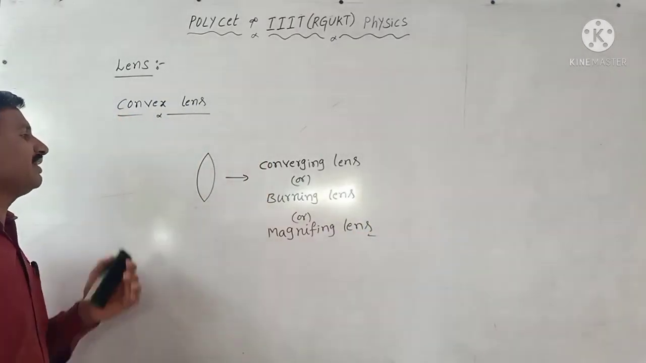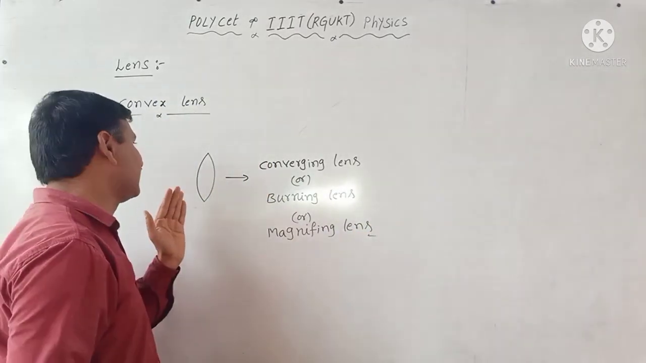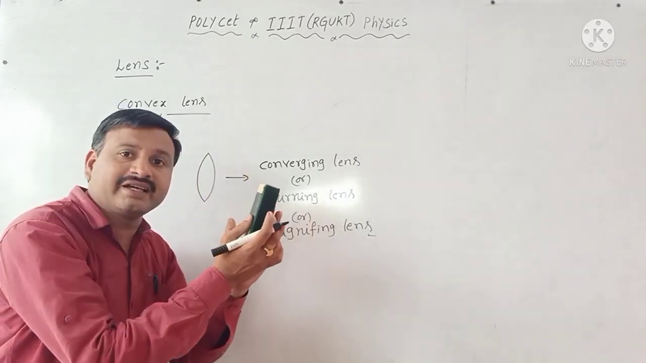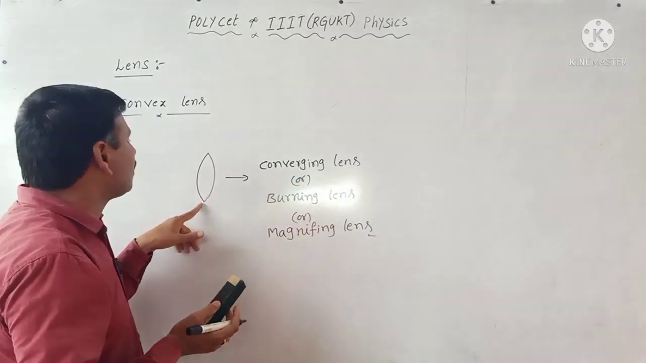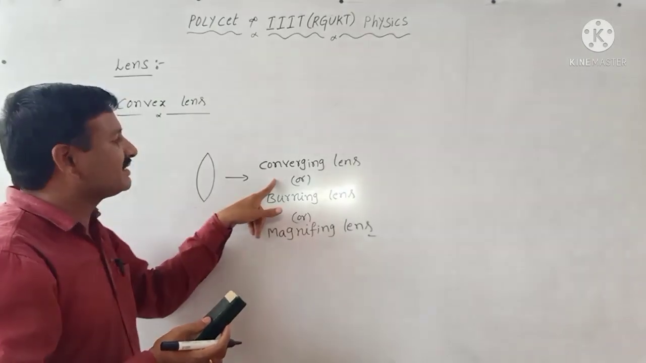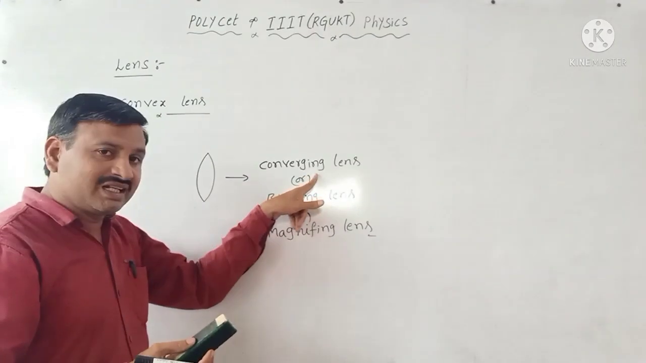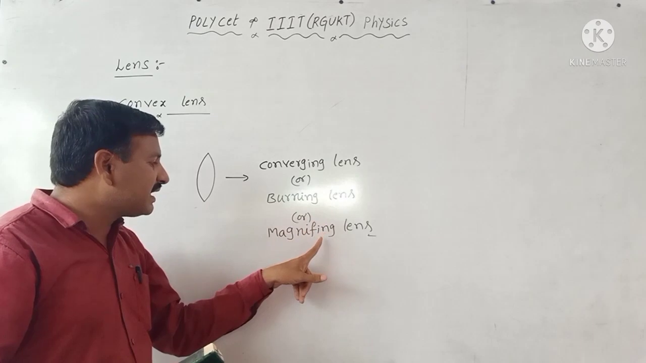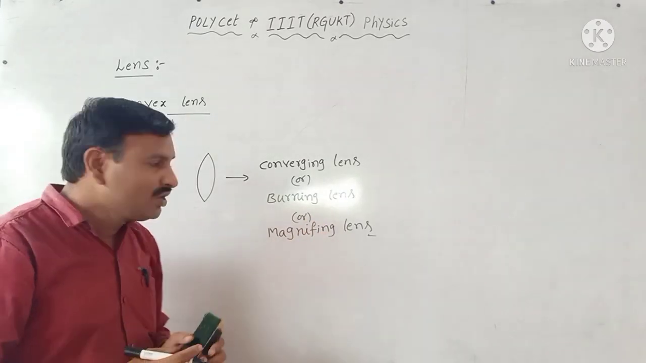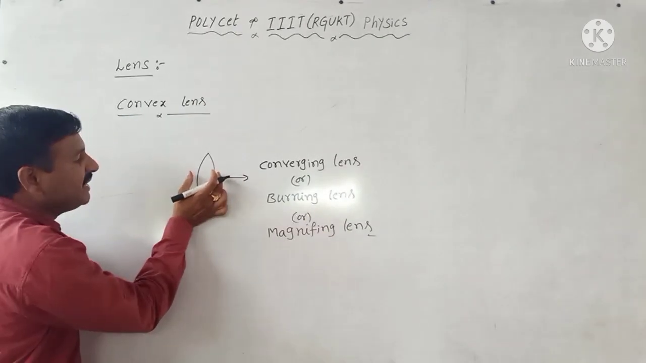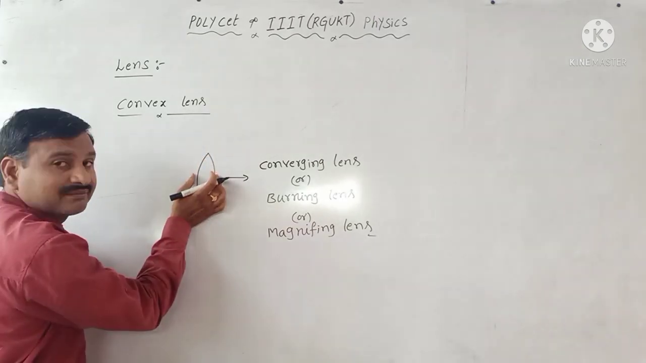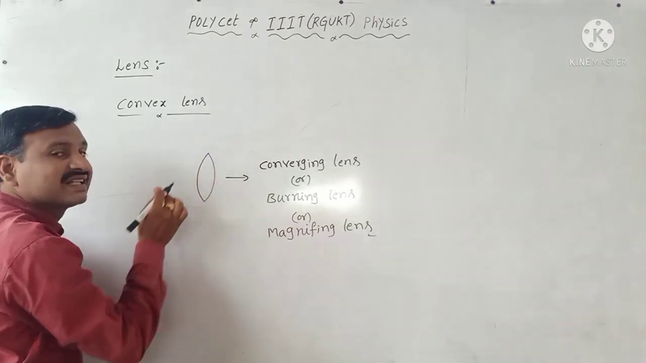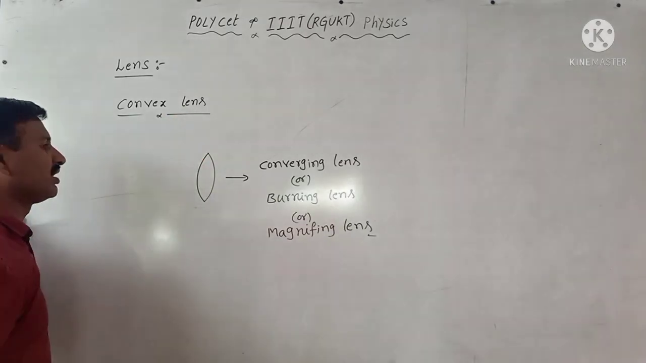So how to prepare the convex lens? When you take two spheres and both spheres intersect each other, it forms the convex lens. So the convex lens's other names are converging lens, burning lens and magnifying lens. You observe the convex lens: the middle is thicker than the edges. The middle is thick and the edges are thin. So it is a convex lens.